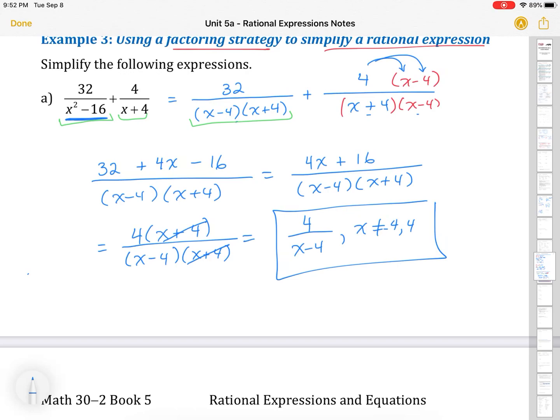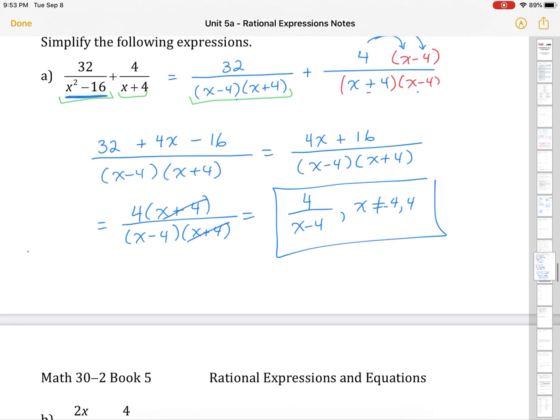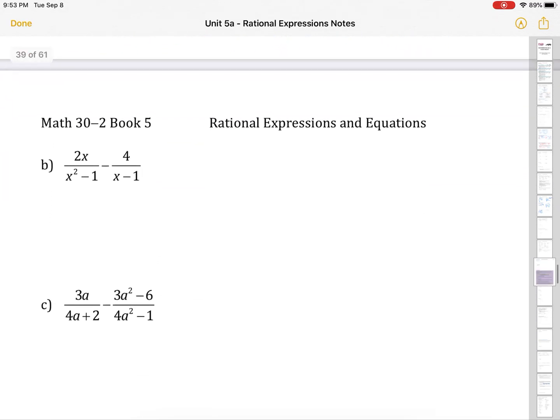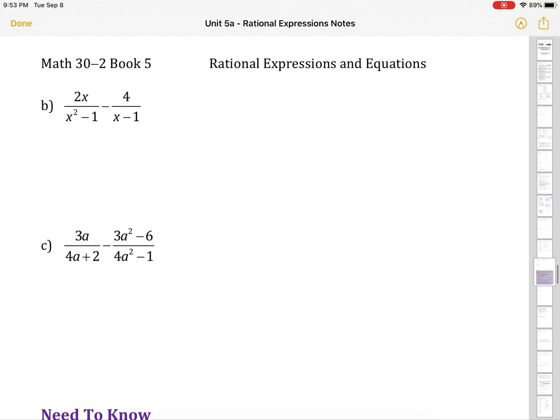Okay. You want to make sure that you're not forgetting to put your restrictions in. But it's kind of neat how factoring the denominator can actually make that simpler. And it's less work overall, because what you wouldn't want to be doing is multiplying x squared minus 16 times x plus 4, because you're just going to get a big old mess. Okay, so factor first. So here we have a bunch of other examples where we're going to factor first.